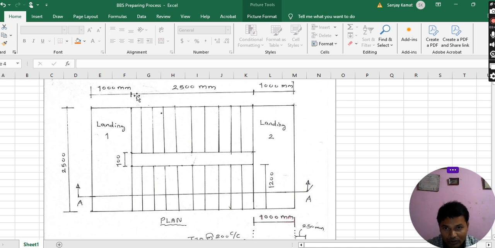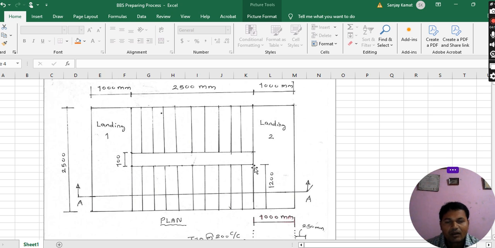And the bottom middle part of the staircase is 2500 mm. And this much is your landing 2, and landing 2 is how much? 1000 mm. And the breadth of the staircase is how much? 2500 mm. Similarly, this is your plan, the plan of the staircase.